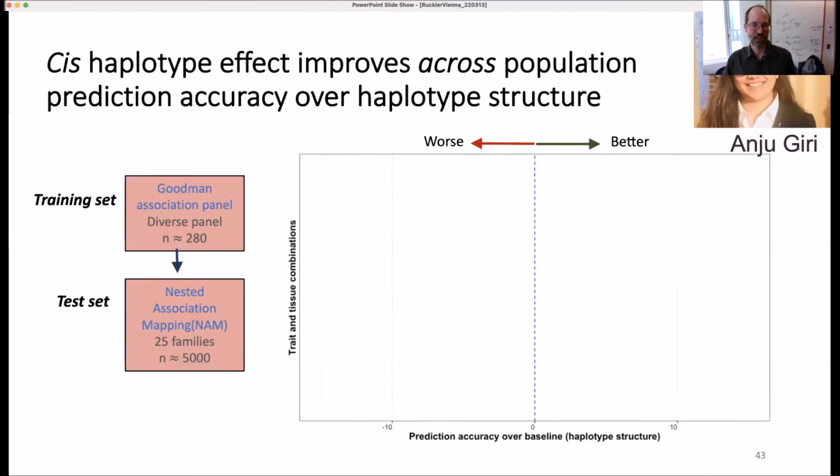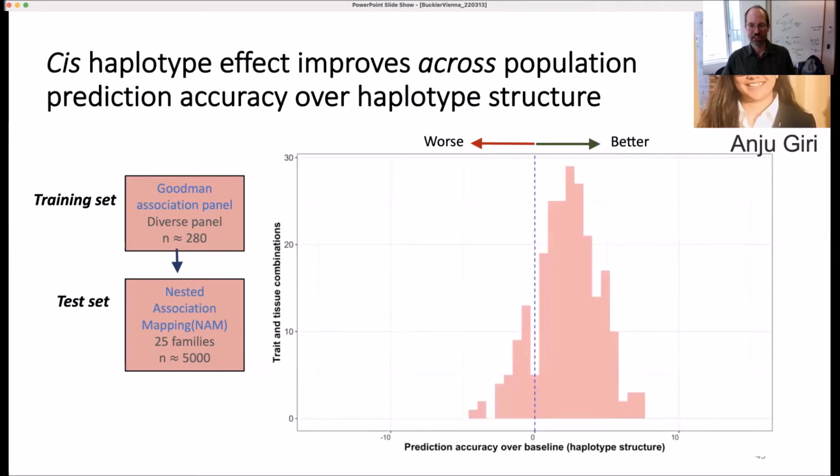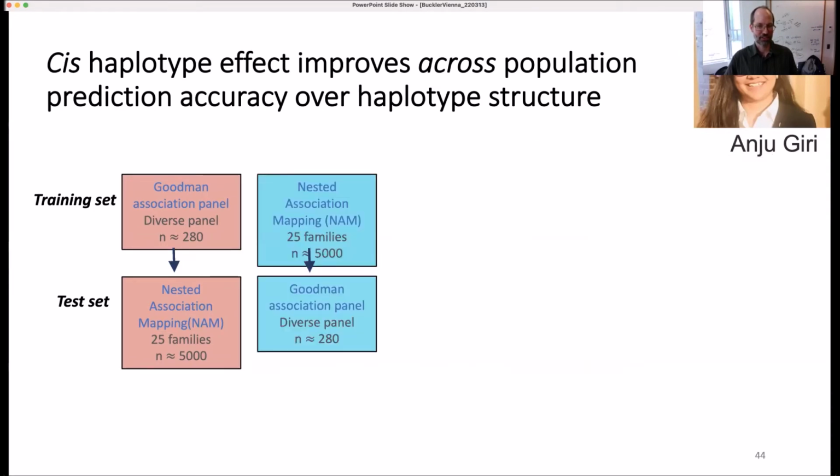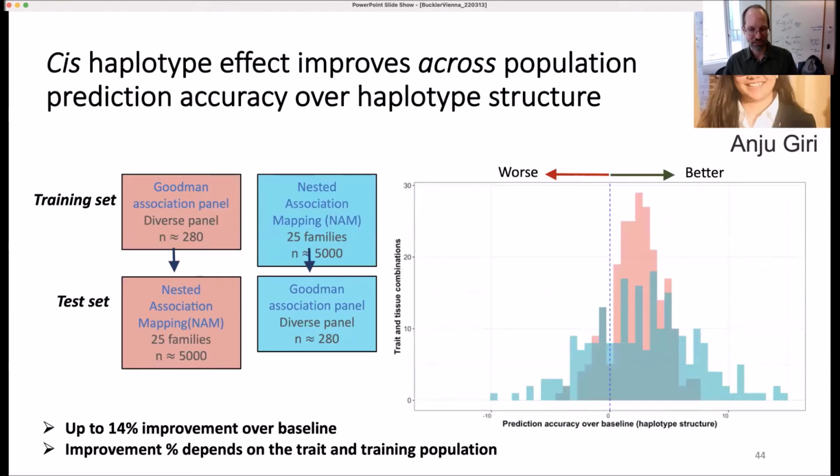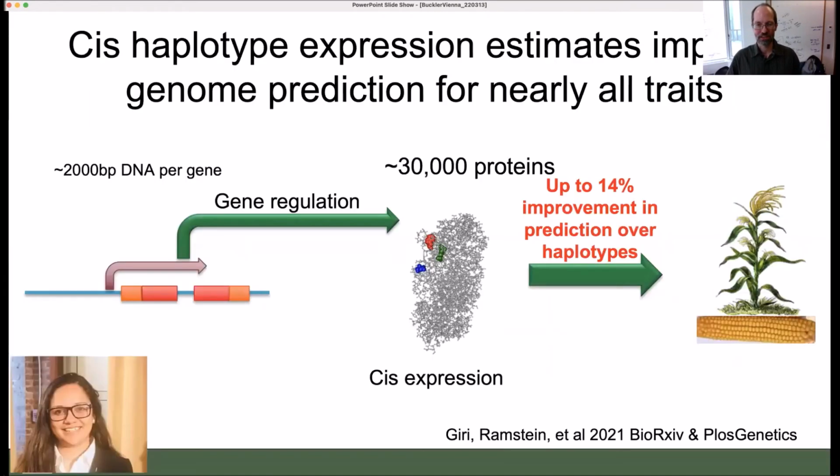That's what Anju did, relative to a baseline of using a haplotype-based approach. She trained on a small set of 280 lines to predict a larger population, and essentially got 4 to 6% improvement in genome-wide prediction accuracies. Then she did the reverse, where she trained on this NAM population and predicted another one, and got even higher prediction accuracies, up to 14% improvement over her baseline. To give you a feel, when we played around with other types of models, just changing various types of genome models, we get improvements on the order of a couple percent. So this was a fairly substantial improvement to see generally across a wide range of traits, to get this level of consistency.